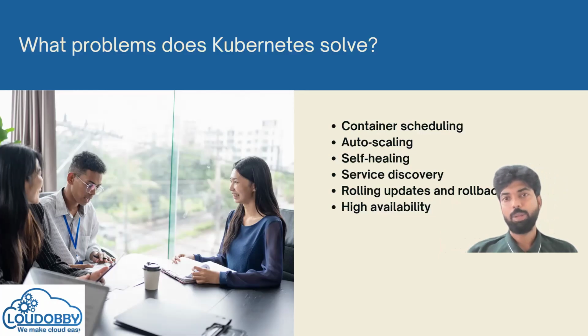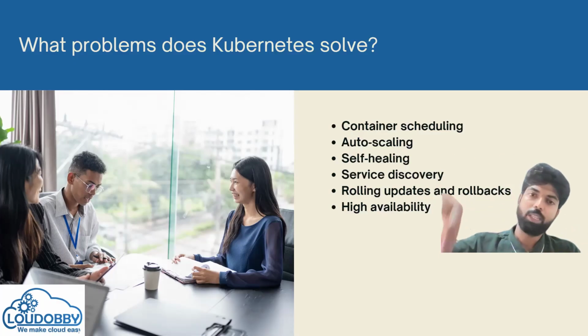Rolling update and rollbacks: when you want to make a new change, a rolling update will first deploy the new version. If it is successful, then only it will kill the old pod. The old container will still be running until this particular container is successfully deployed. Once it is successful, then it will kill the old pod.